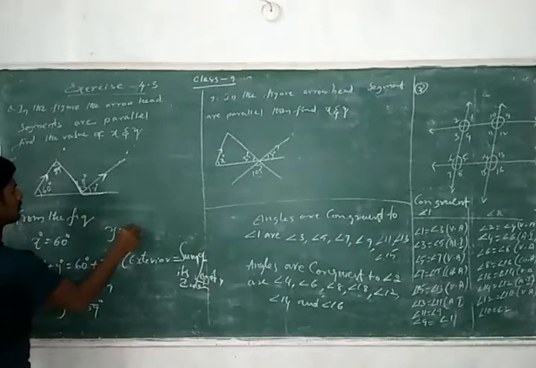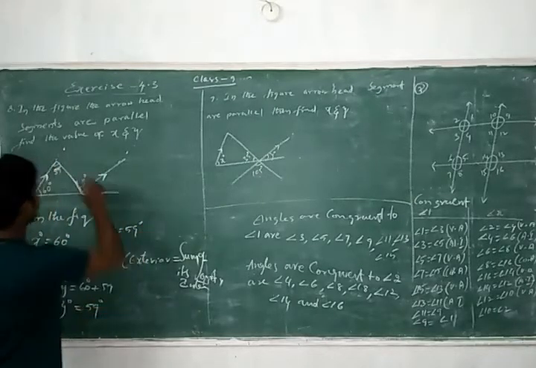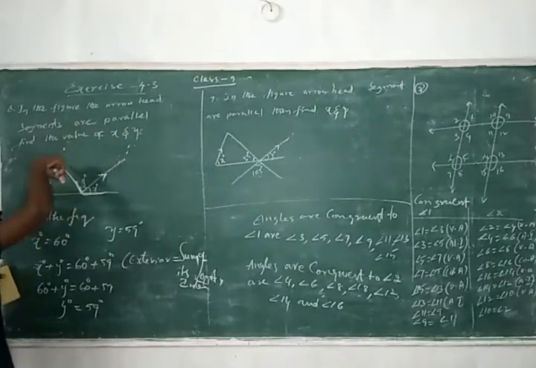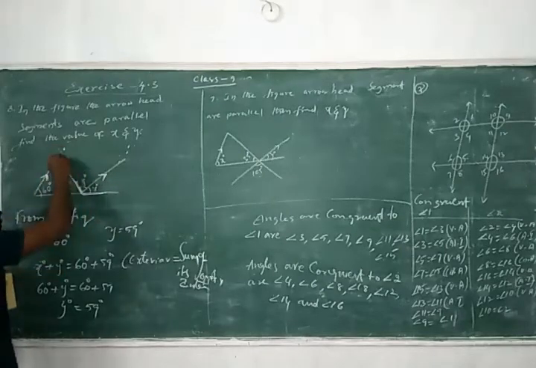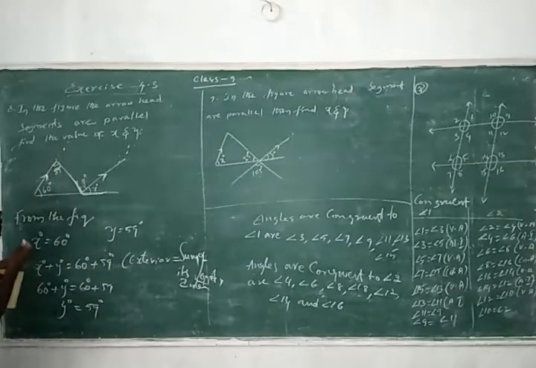Y is equal to 59. Why? Because alternate interior angles are equal. When extended, these are parallel, already given in the question, arrowheads are parallel. So that's why I am taking alternate interior angles are equal. Y is equal to 59, direct question. But for 2 mark, 4 marks, translation like this.